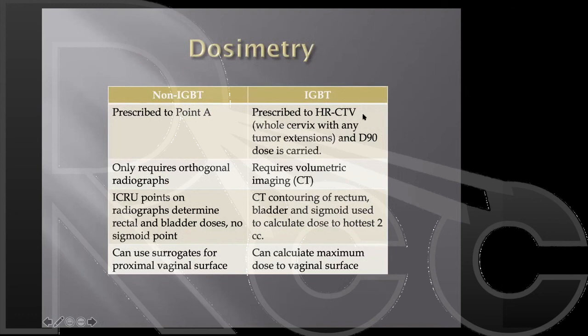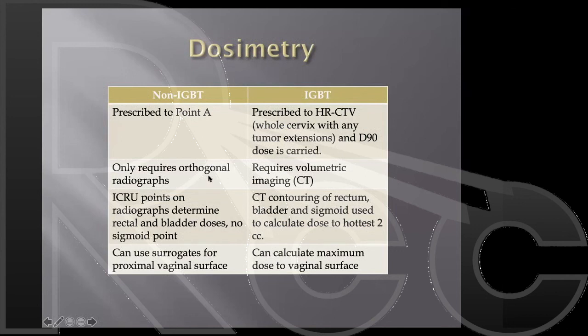And this high-risk CTV, by GEC-ESTRO definition, is the whole cervix with any extensions of tumor. Sometimes on CT, that's difficult to see. GEC-ESTRO has done a lot of work on the incorporation of at least one MRI during the treatment planning process. But of course, here's another point where you have to decide what resources are available to you. The dose that we carry in the patient's chart and on the spreadsheet, if we're prescribing to the high-risk CTV, is actually the dose to 90% of the high-risk CTV, which in most cases is going to be higher than your prescription dose.